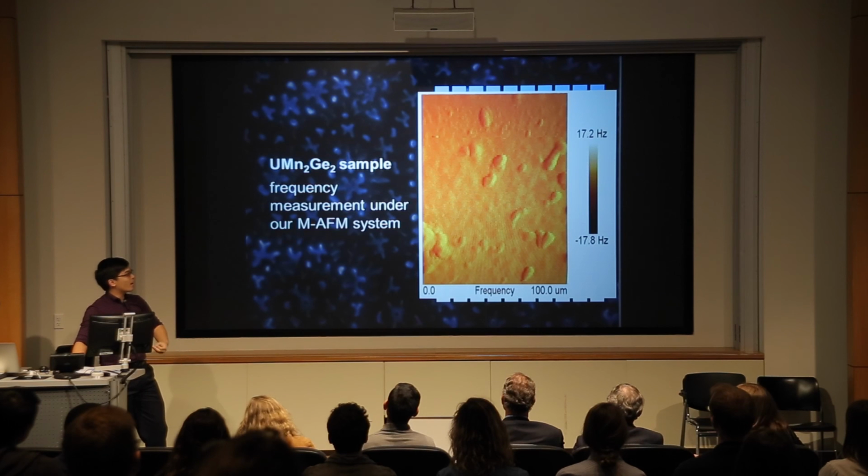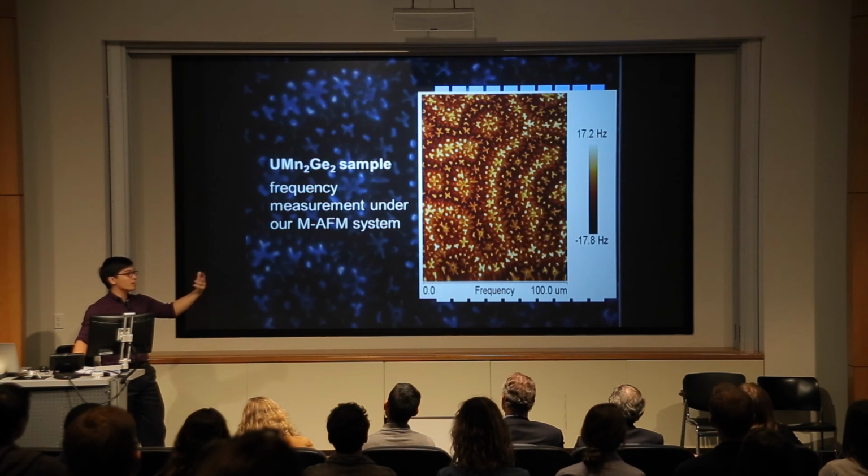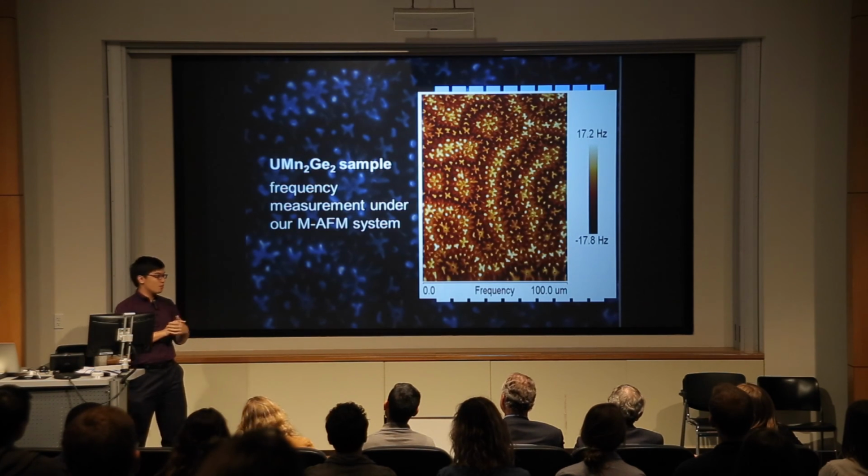So this is another sample that we had, and this is usually flat, and we can find really unique patterns through the magnetic forces.